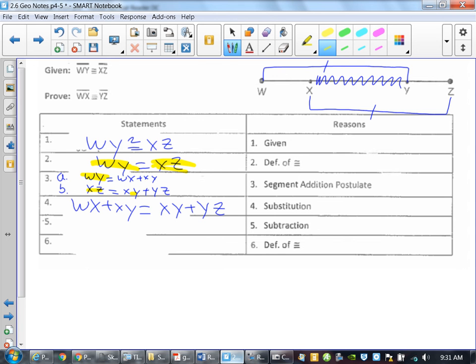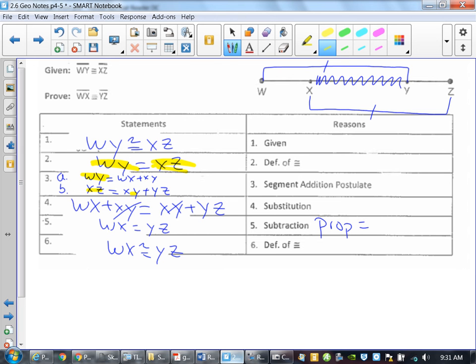And now, lo and behold, what do you have that's the same on both sides of the equal sign? XY. So they're going to say subtract the XY from both sides. It should say subtraction property of equality. And if I subtract XY from both sides, what are you left with? WX equals YZ. And then last but not least, flip the sign again to get congruent.